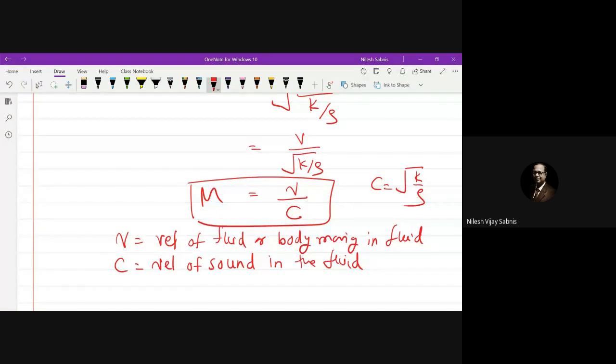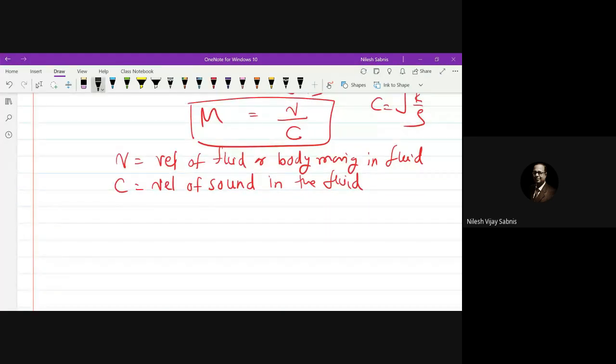This Mach number defines the flow, which is called subsonic flow. Subsonic flow means Mach number is less than 1.0. M is less than 1. Which means velocity of flow is less than velocity of sound.